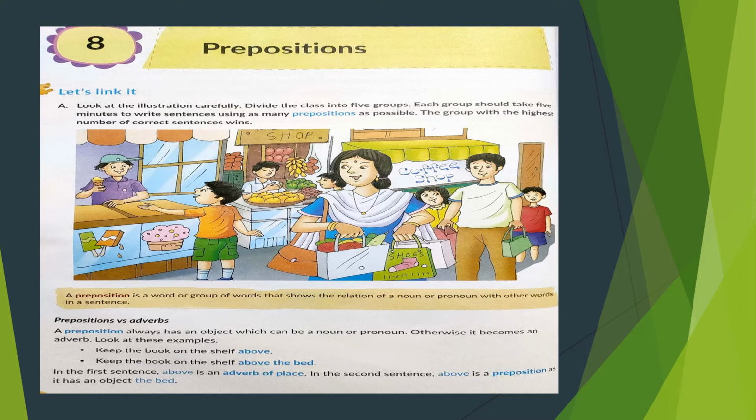For example, keep the book on the shelf above. Keep the book on the shelf above the bed. So in the first sentence, above is an adverb of place. In the second sentence, above is a preposition as it has an object, the bed. So remember, a preposition will always have a noun or a pronoun as its object.